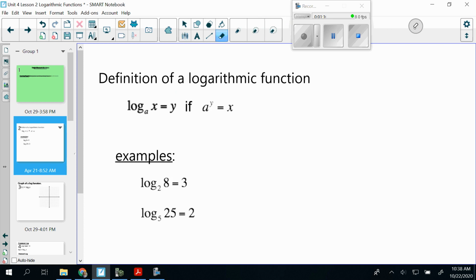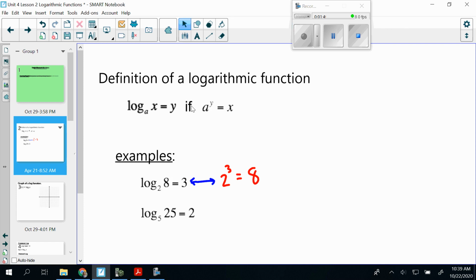So some examples here. We want to express this logarithm in exponential form. So what we do here is we take our base number, which is 2 here. That's going to be the base of the exponent. The exponent's always going to be the number on the other side. So 3 becomes our exponent equals 8. And if you do 2 to the third power on your calculator, you do get 8. So these two are equivalent to each other.